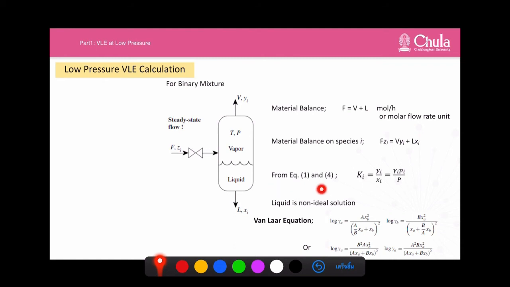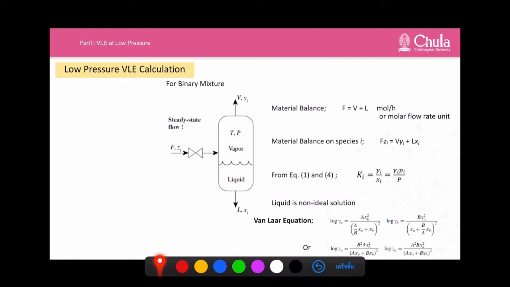Previously we discussed the model, right? The relationship between y and x, the mole fraction in the liquid phase and the mole fraction in the vapor phase. You can model it using the K factor, or you can model it using modified Raoult's law. It depends. You can use modified Raoult's law if our solution is not an ideal solution.